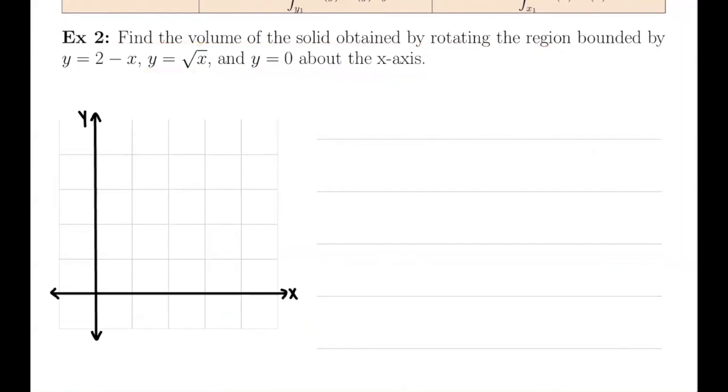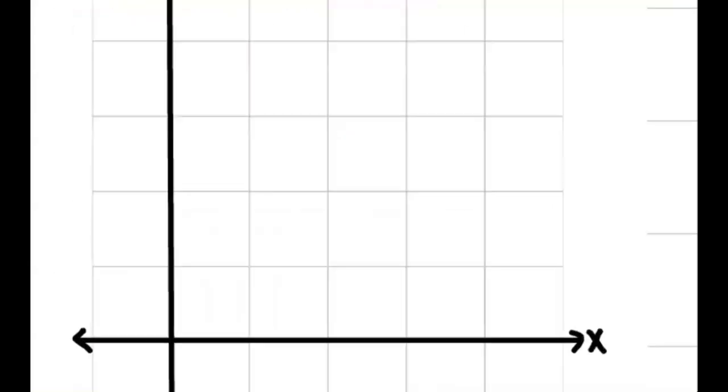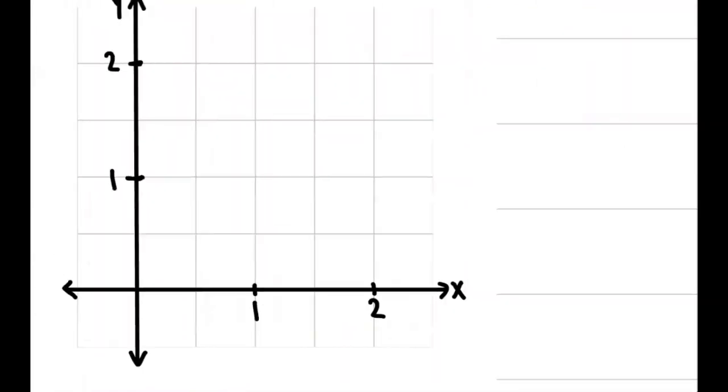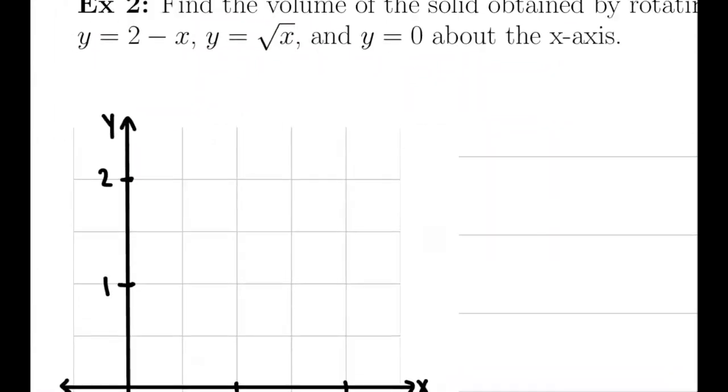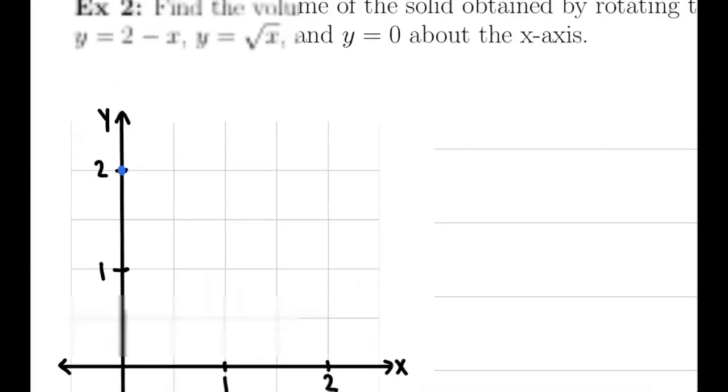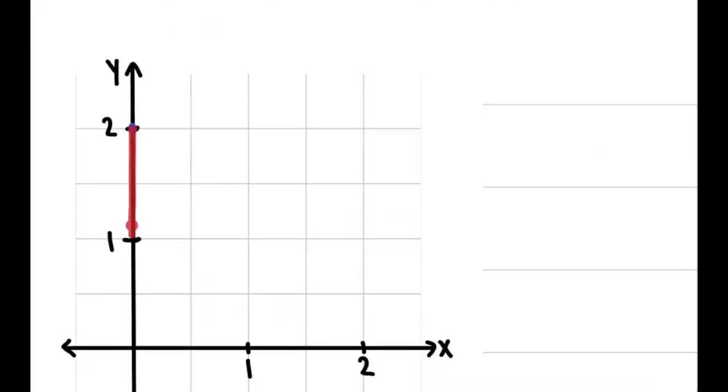Let's start off by graphing these two functions. Let's start off with y equals 2 minus x. That's just a line, with a slope of -1, starting at 2. Let me just put some numbers on my axes. This time I'm going to make them the same scale. The y-intercept is 2 for the line, and it has a slope of -1. So down 1 over 1 and down 1 over 1.